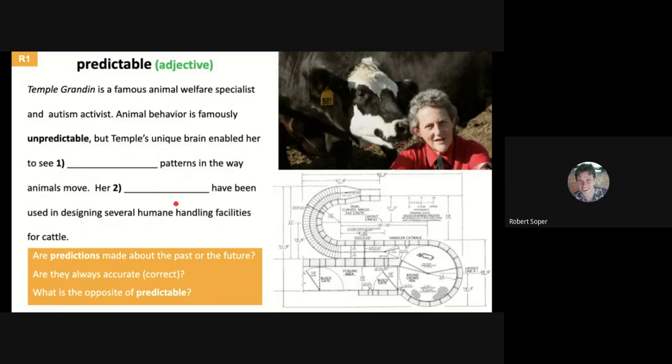Are they always accurate? Or in other words, are they always correct? No, they aren't always correct. We often get our predictions wrong. And finally, what is the opposite of predictable? Well, the opposite of predictable is unpredictable.